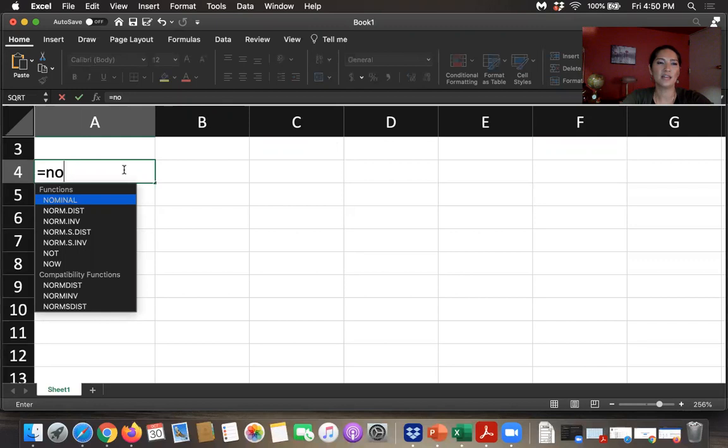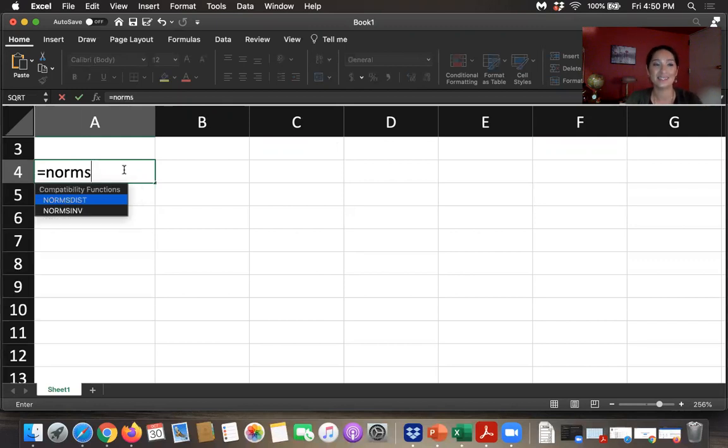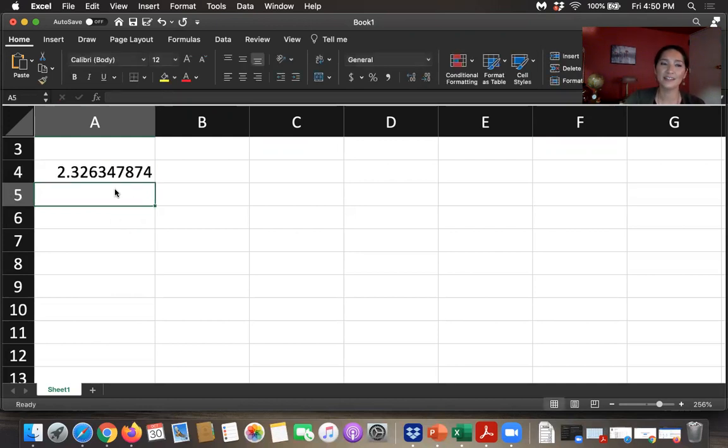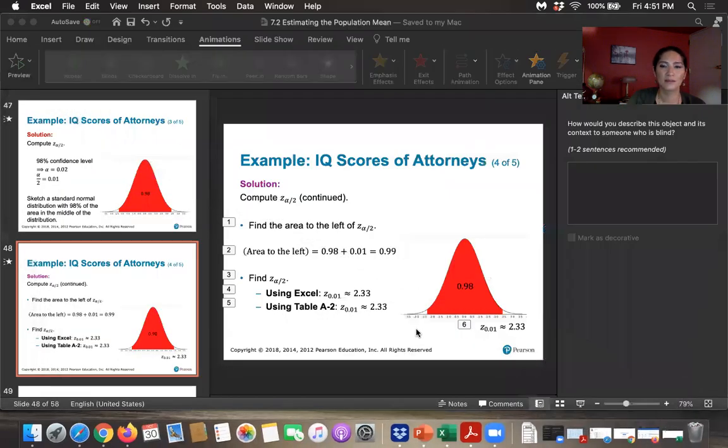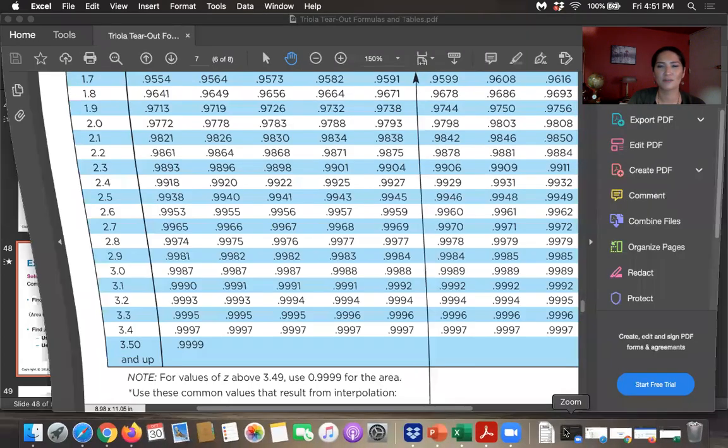So we'll type equals NORM for norm, S, that's standard normal, and then INV is the inverse function. Open parentheses, and then in the parentheses you should put the area to the left. I want that area to the left to be 0.99. And so I get that 2.326. And if I'm rounding to 2 decimal places, because that's what we have in table A2 in our handout from Mr. Triola, we get a z-score of 2.33. So it's 2.33. Or you can use table A2 and you get 2.33 as well.